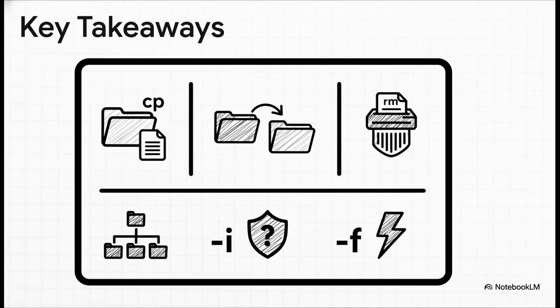Okay, so let's lock this in. CP makes a copy, MV moves or renames, and RM deletes forever. If you're working with directories, you need -R. For that safety check, you use -I, and for that raw, unfiltered power, you use -F, but only when you are 100% sure of what you are doing.